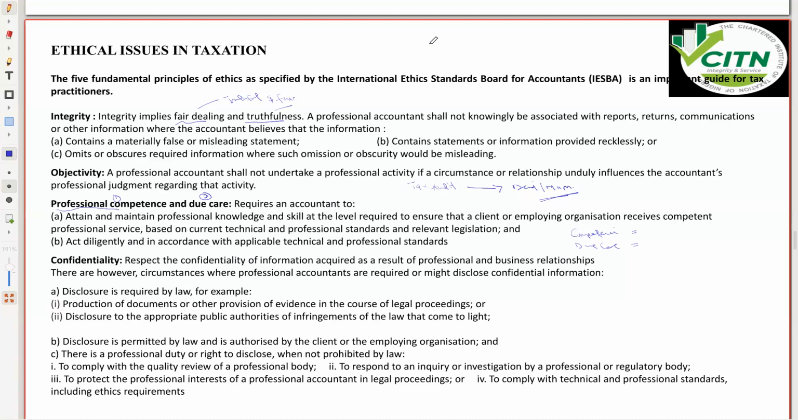Okay, so let's break the terms down. When we say one is professionally competent, we mean basically that one has the professional knowledge and skills at the level required to do a good job. In other words, you are competent, you have the knowledge, and you have the skills to get a good job done.